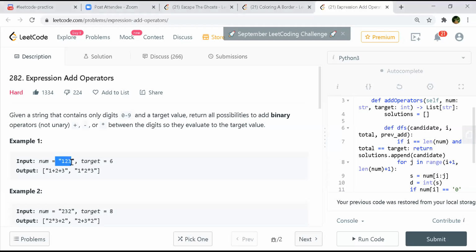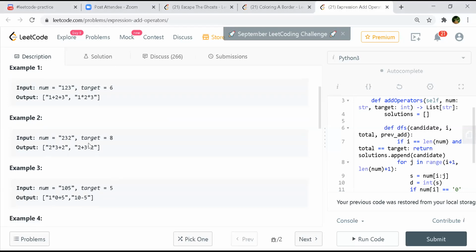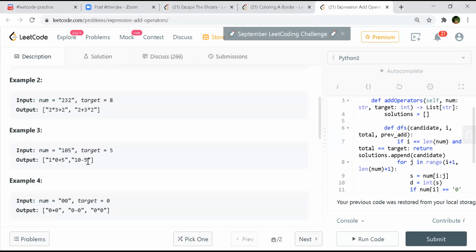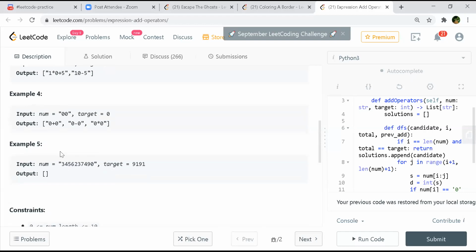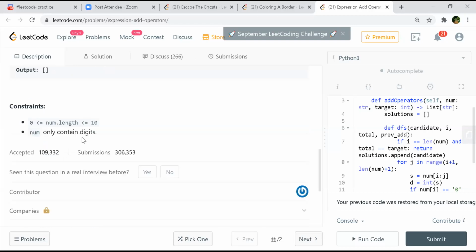Let's say this string is given and the target is this. We use all the possible operators and try to get the target. So these are two possible ways by which you can get your target. And the same goes for this one, with star and plus, and you can concatenate digits also, and then 10 minus 5 that way. And here again for the 0, same thing. And the constraints: it will contain only digits and the length will be less than or equal to 10.